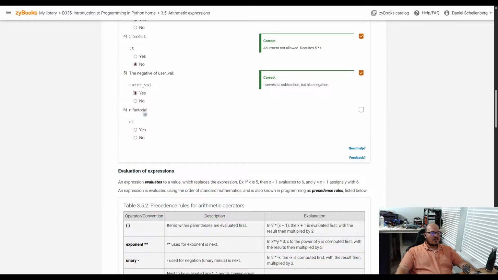Factorial. Now I'm going to say no, because this is not a mathematical operator and it's abutted. So I'm going to say no. Python does not use the symbol for factorial.